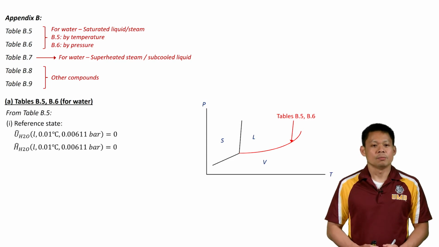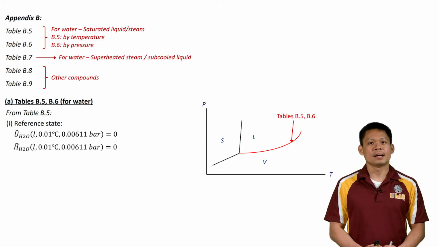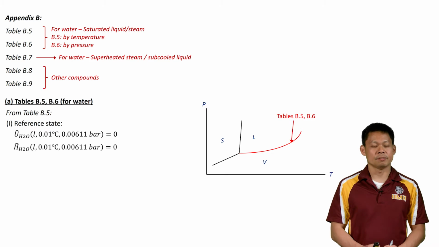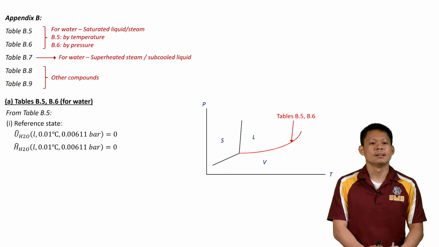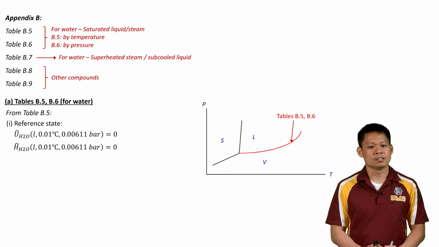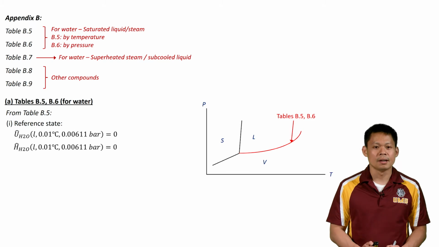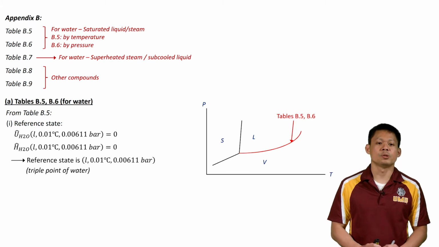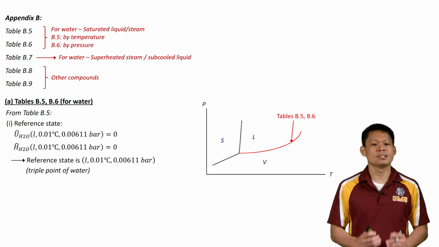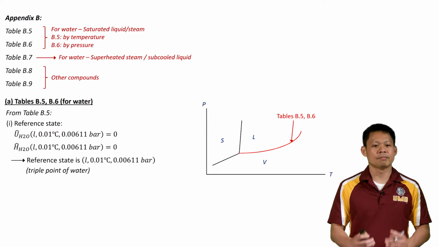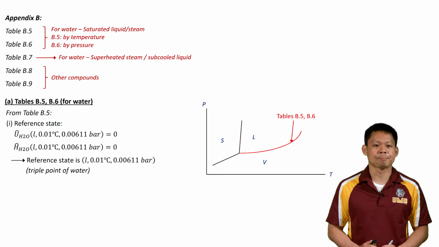The first thing to note is, what is the reference state that's picked for these tables of values? We'll find where that is by looking up the values where our enthalpy or internal energy is 0. And if you look up table B5, you'll see that the enthalpy and internal energy are 0 for a liquid phase at 0.01 degrees C and 0.00611 bar. And this turns out to be the triple point of water. So this is the reference state that was used to generate all these values in these 2 tables. The reference state being the triple point of water.